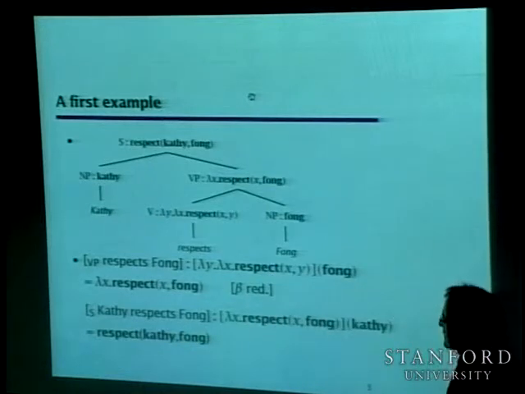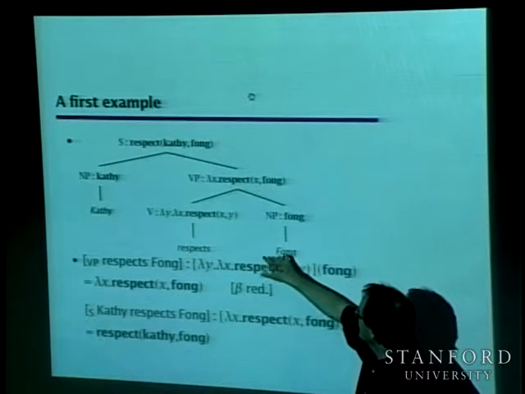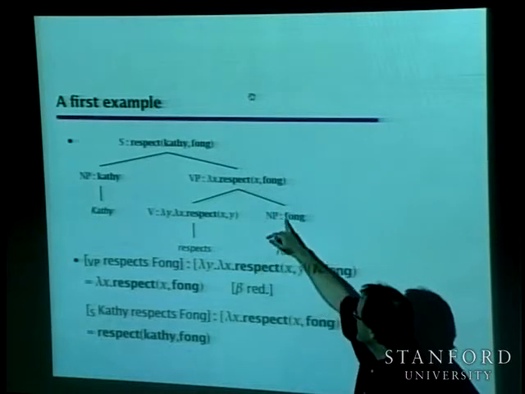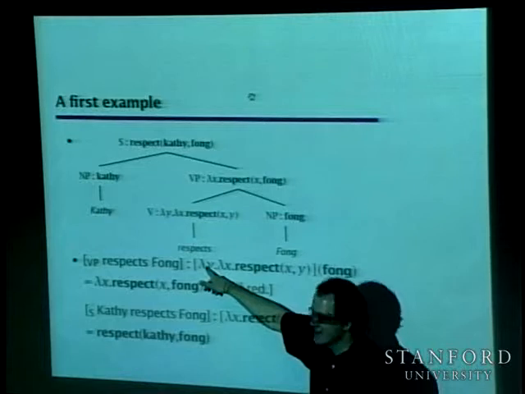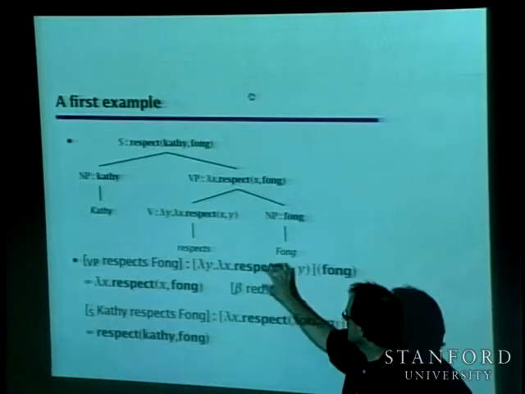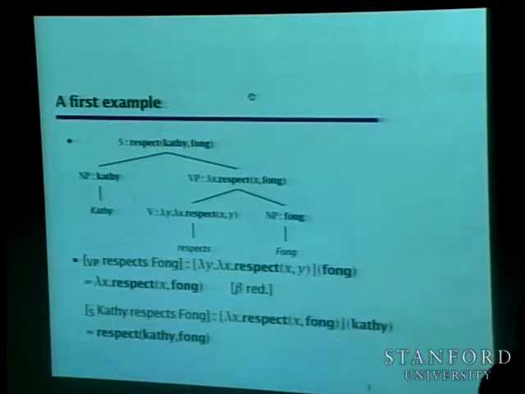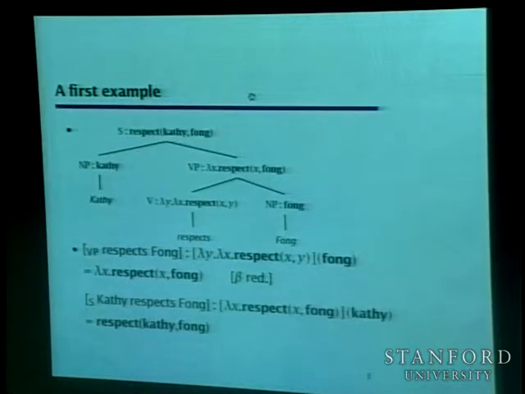Note in particular that we do that swapping here, so that internally the verb is taking its object first. So the outside argument here is representing the object argument, not the subject argument, and then it's swapped around inside. So we do get out the right meaning of Kathy respects Fong, and not the other way around, that Fong respects Kathy.